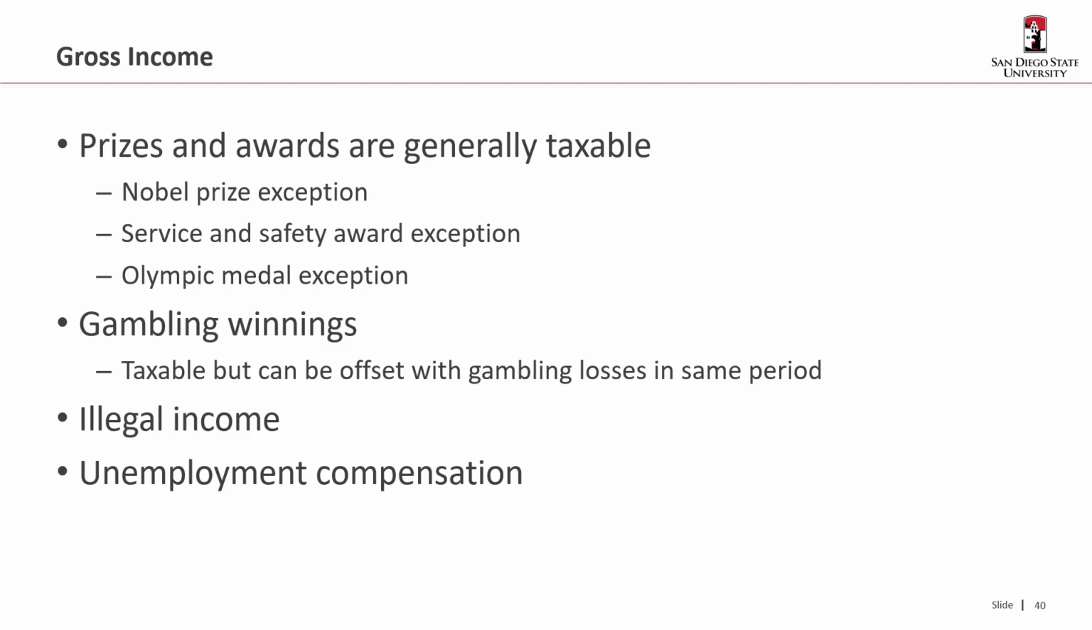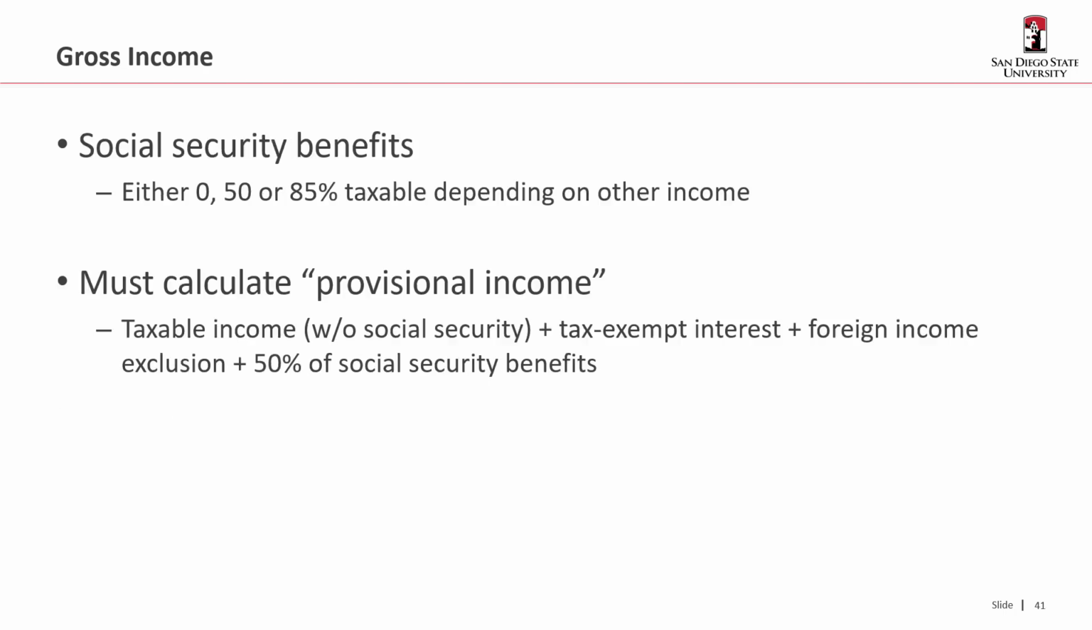Gambling winnings are gross income. They are taxable, but they can be offset with gambling losses in the same period. Illegal income is still gross income. And unemployment compensation is also gross income, taxable income as well.